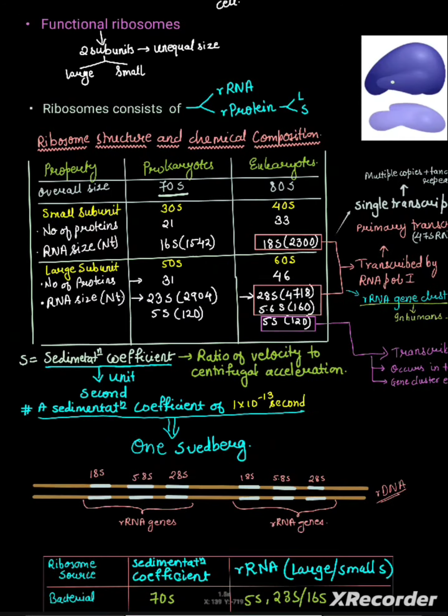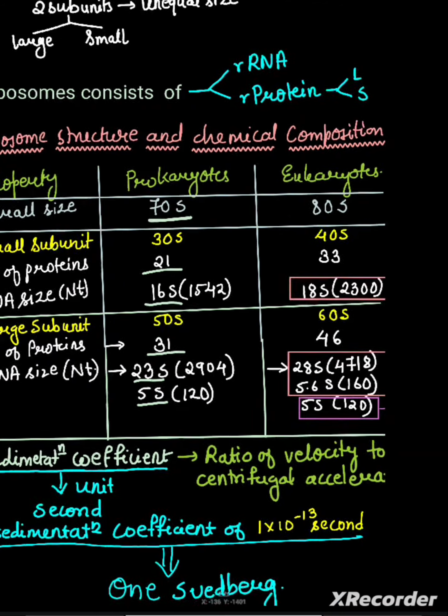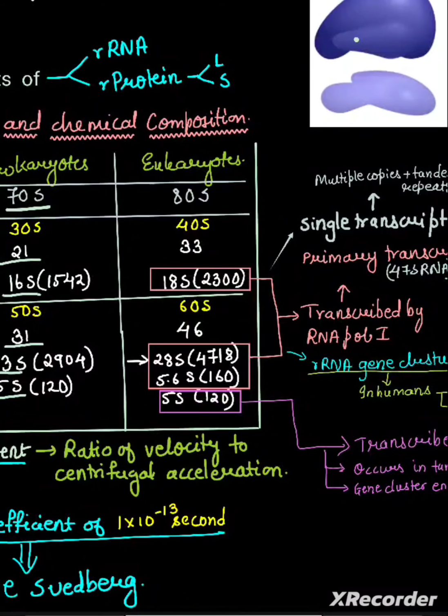In prokaryotes, as I said, the overall size is 70S. The smaller subunit has 21 proteins. The larger subunit has 31 proteins. The RNA size in the smaller subunit is 16S, while the RNA in the larger subunit is 23S and 5S. There are two RNAs here, and the length of the nucleotides of the RNA is given in brackets.